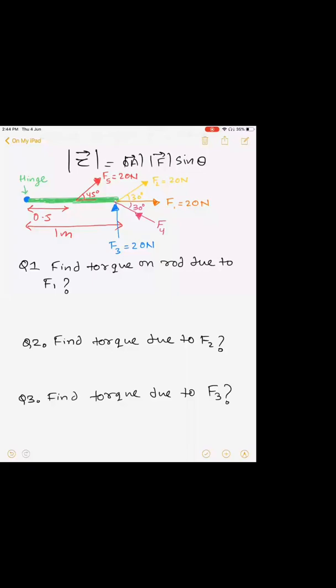Okay, now see, I will explain why torque due to F1 is 0. What is the angle between this 1 meter distance and F1? Let's make the rod. This is the rod. Okay, it is the hinged point, and F1 is acting in this direction. Practically you know that this F1 cannot make this rod rotate. Now answer my simple question: what is the angle between this 1 meter distance and force?